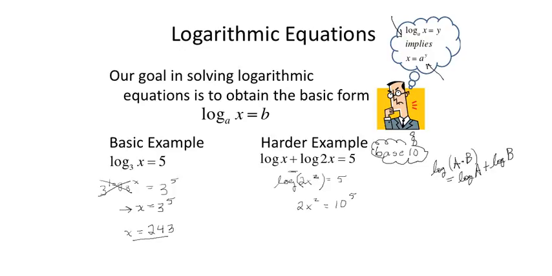Well, 10 to the 5th, what is that? That's a 1 followed by 5 zeros. So that's 1, 2, 3, 4, 5, 100,000. And so we've got 2x squared is equal to 100,000. We'd want to get x squared by itself next. So x squared is going to be 100,000 divided by 2. That's 50,000.